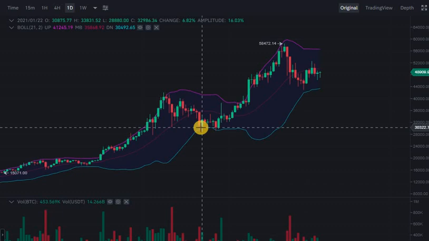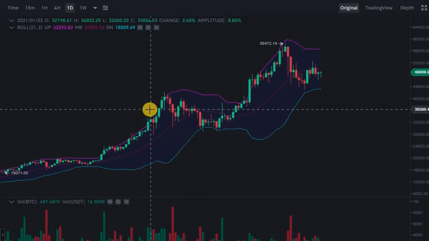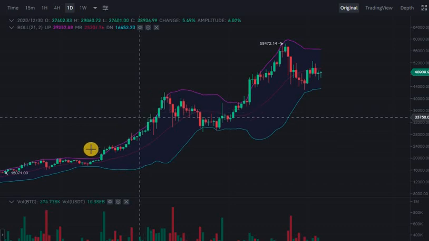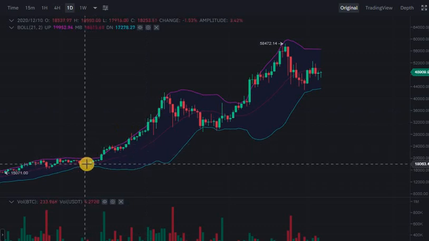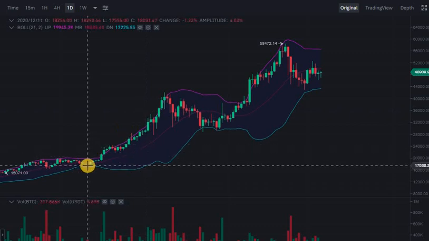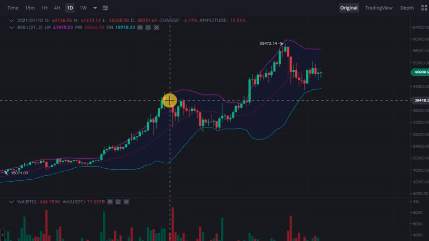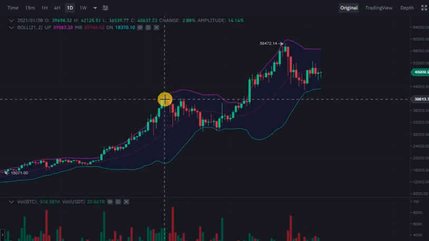Now this is how to use the Bollinger Band when trading. The trick here is to buy when it touches the lower band and sell when it touches the upper band. Understand? For example, when it touches the lower band right here, if you buy at this point, then you sell when it touches the upper band, because when it touches the upper band, it's said to be overbought.